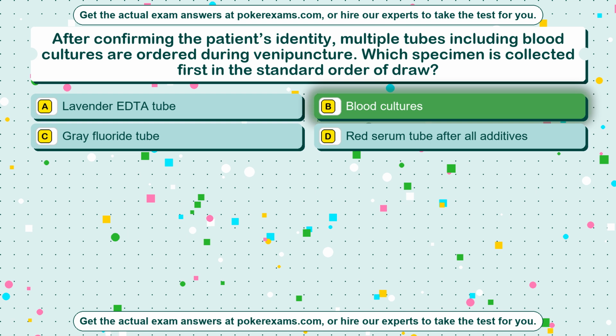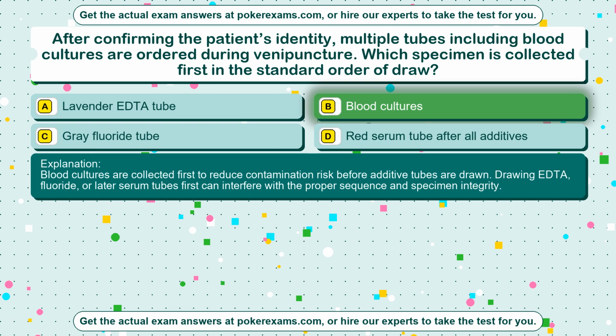The correct answer is option B, blood cultures. Blood cultures are collected first to reduce contamination risk before additive tubes are drawn. Drawing EDTA, fluoride, or later serum tubes first can interfere with the proper sequence and specimen integrity.